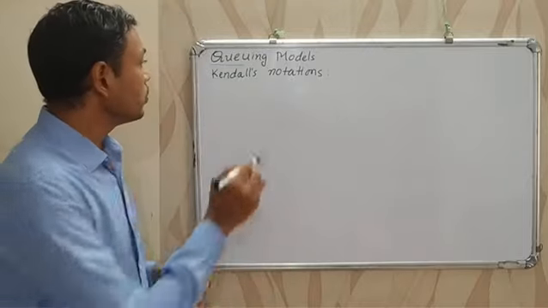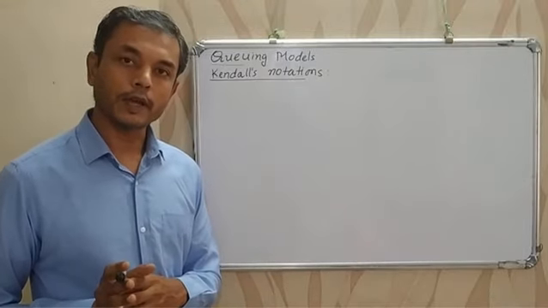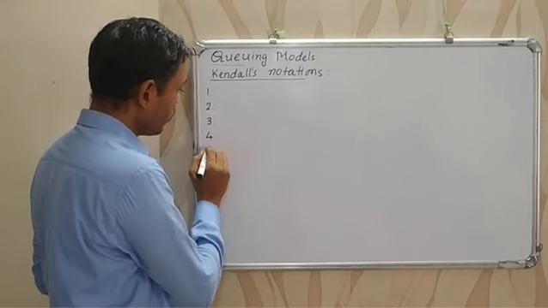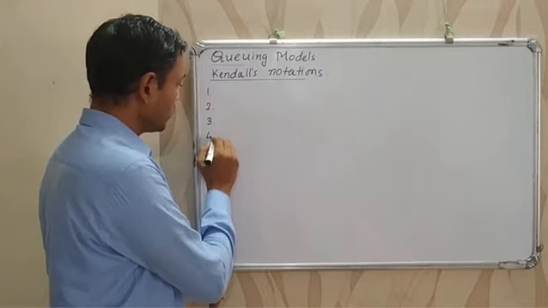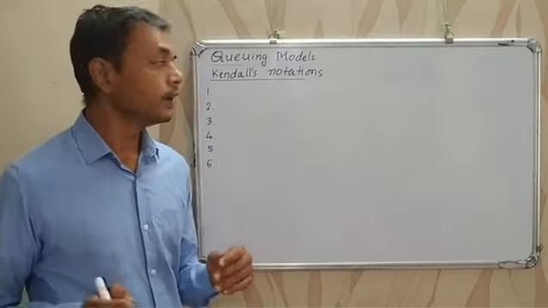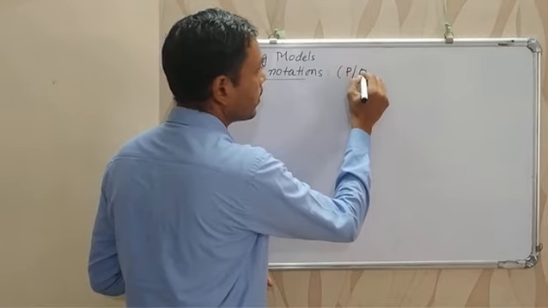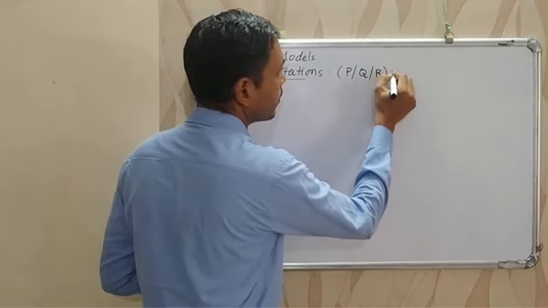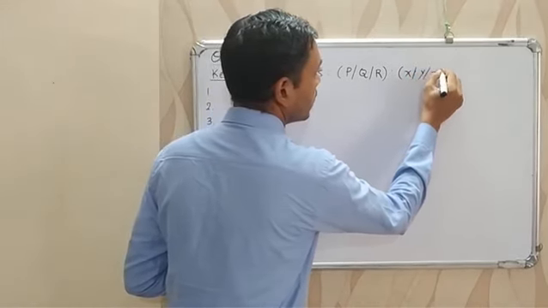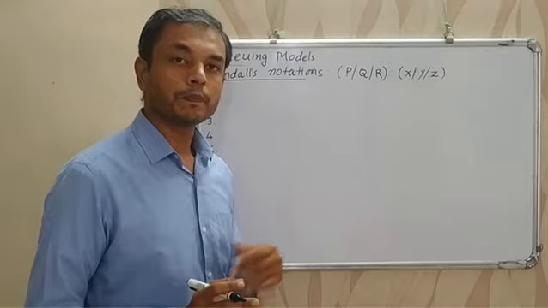On the basis of Kendall's notation, queuing models are classified into six different types. On the basis of six different parameters, a queue is classified. The six parameters are P, Q, R, X, Y, Z. Each parameter represents a different type.